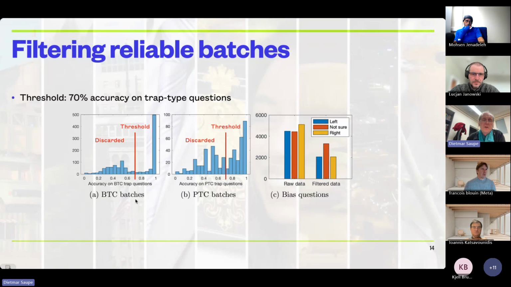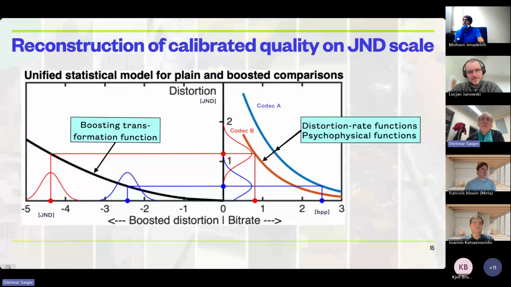And we thresholded this just at 0.7, so this was judiciously chosen, no methodology here. And the effect on the bias question is shown over here. Before the cleanup, we had a strong bias for the right answer, and after the cleanup, the number of answers left and the number of answers right were actually exactly equal, just a coincidence, but they were equal. So this indicates that the job of filtering was not in vain. We achieved something here. So how do we put this together now in the reconstruction?